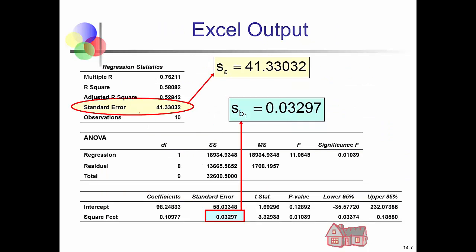The standard error for the model is 41.33032. Because we're talking about housing prices, and this is in dollars, we're really talking about our model being off by about $41,330 on average as we make estimates using the model. Our standard error for our slope coefficient is 0.03297. So that tells us that we can expect this coefficient to be off by about 0.03297. Since this is in dollars, we know that our estimates when we talk about that slope coefficient are probably off around $33 in either direction.